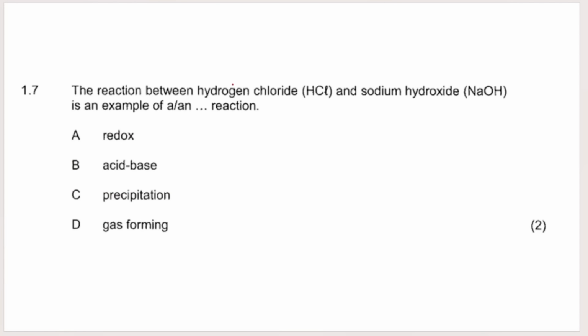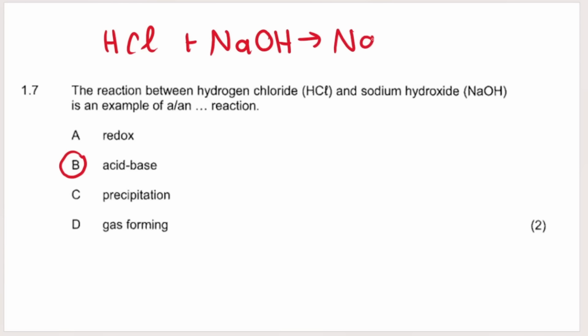The reaction between hydrogen chloride, HCl, and sodium hydroxide is an example of a or an... Then we have to say redox reaction, acid-base, precipitation, gas forming. This one is a nice straightforward one. Hydrogen chloride, that is a strong acid. Sodium hydroxide, that's a strong base. This is an example of an acid-base reaction, and our products of this reaction, not that they're asking, but if you were to complete the equation, it would be NaCl plus H2O.